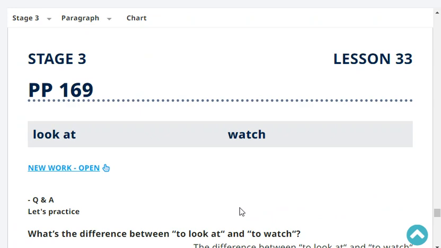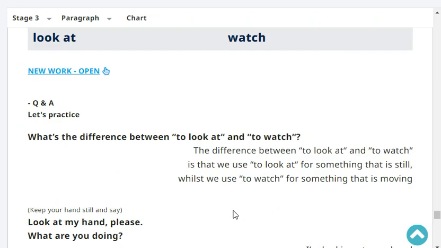What's the difference between to look at and to watch? The difference between to look at and to watch is that we use to look at for something that is still, whilst we use to watch for something that is moving.